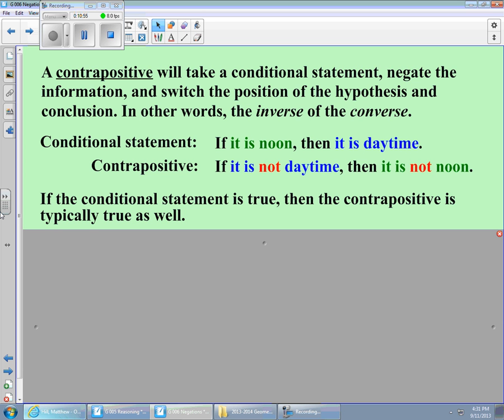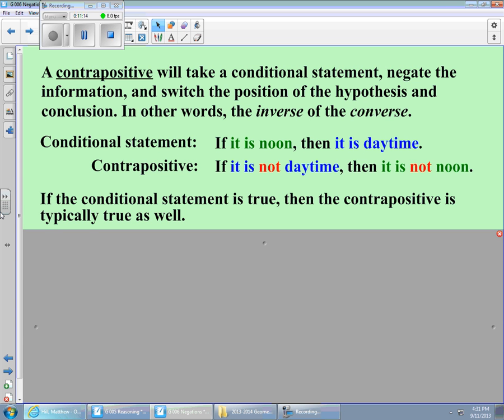If it is not daytime, then it is not noon. So let's figure out when it is not daytime. A lot of you have probably waited until nighttime to look at your notes, so it is probably not daytime right now for you. So if it is not daytime, is it true that it is not noon?